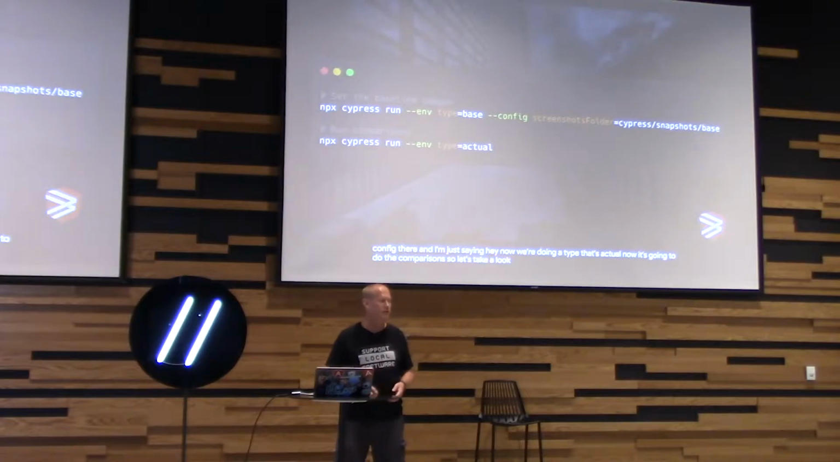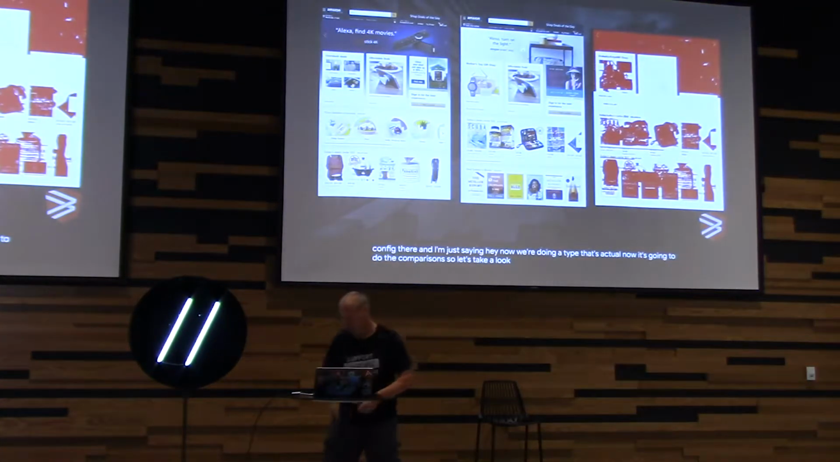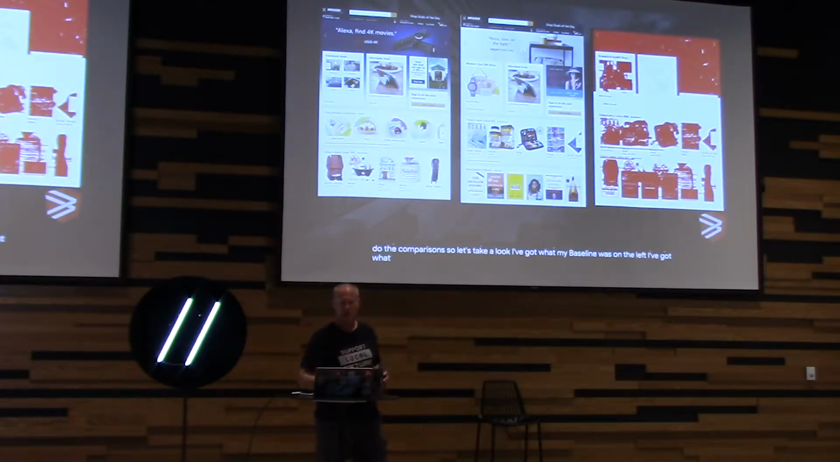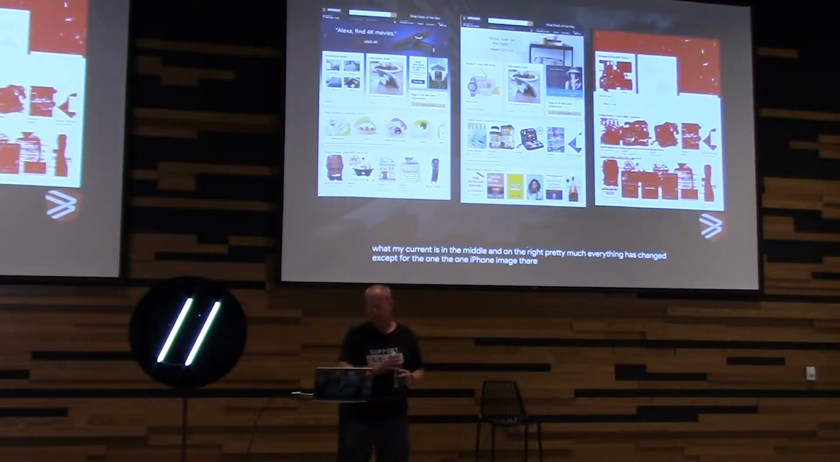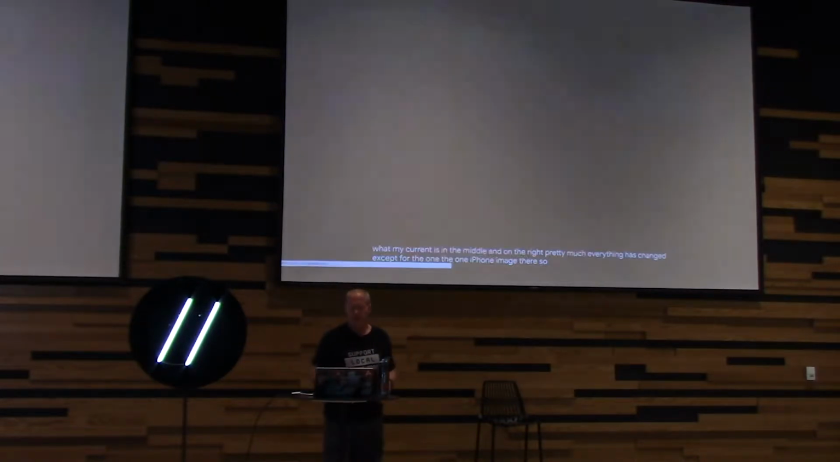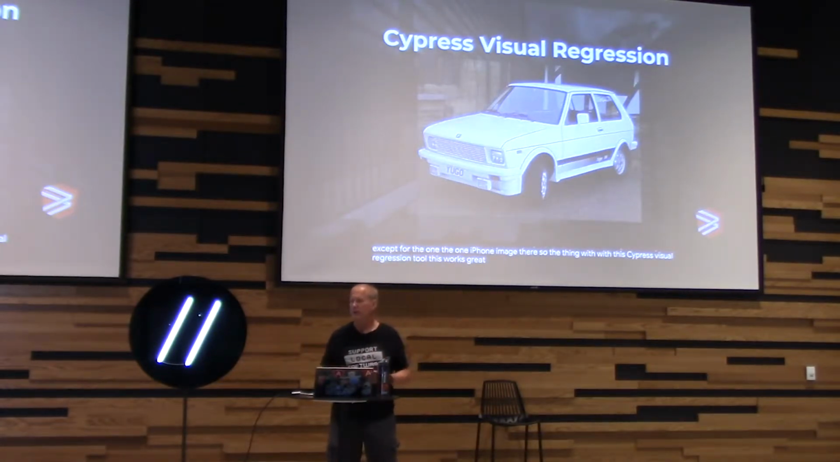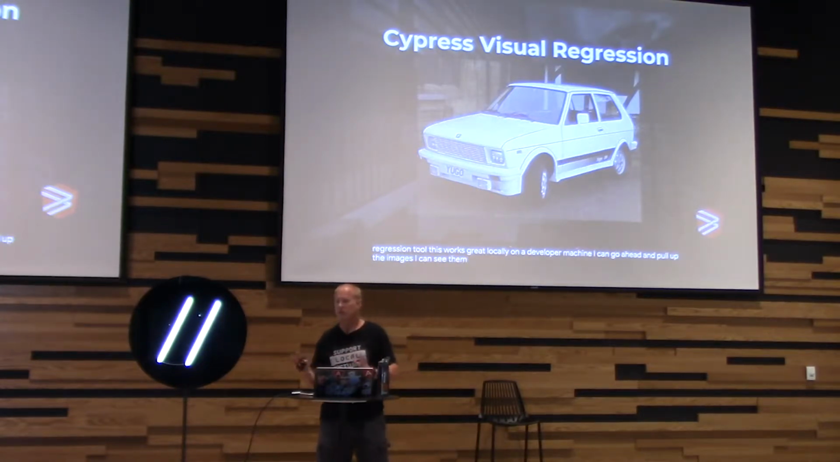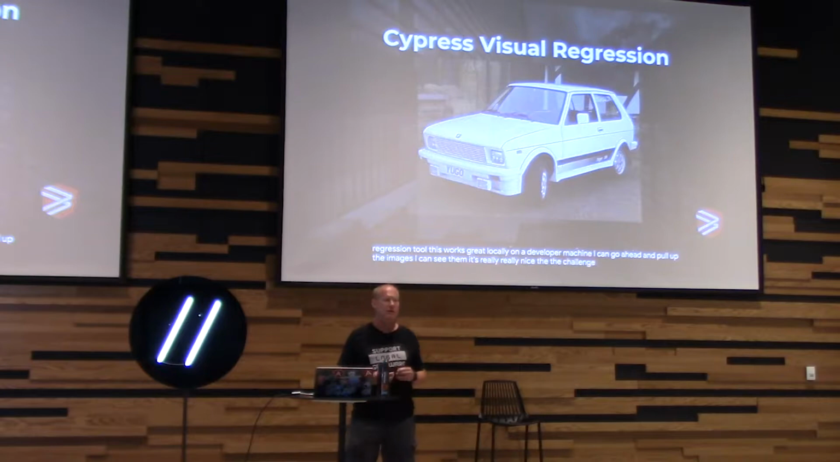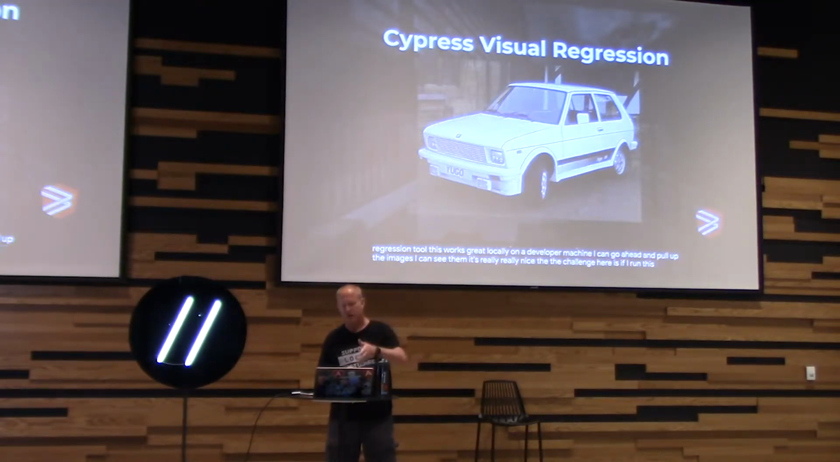So let's take a look at what it actually gives us. In this case here, I've got what my baseline was on the left. I've got what my current is in the middle. And on the right, pretty much everything's changed, except for the one iPhone image there. The thing with this Cypress visual regression tool is that it works great locally on a developer machine. I can go ahead and pull up the images, I can see them. It's really, really nice.